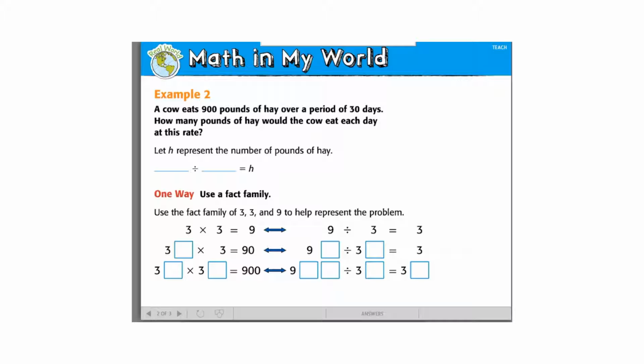Okay, example number 2. A cow eats 900 pounds of hay over a period of 30 days. How many pounds of hay would it eat each day at this rate? So 900 divided by 30.